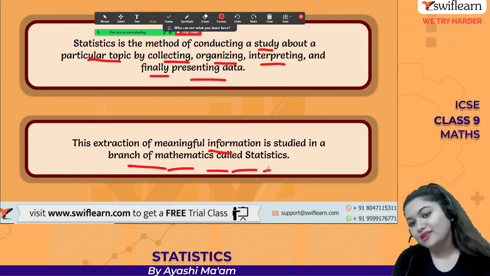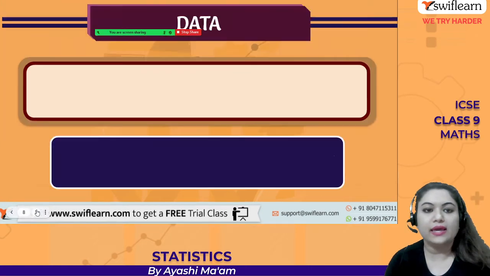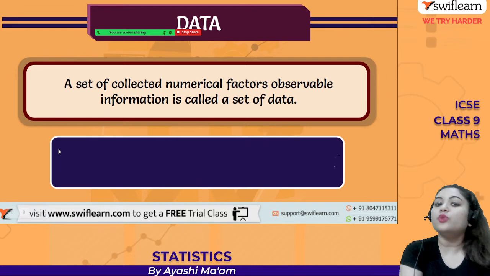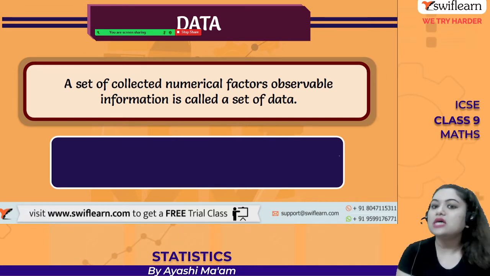In the branch of mathematics, this is called as statistics. Okay. Data. What is data? A set of collected numerical facts. Observable information is called as a set of data.